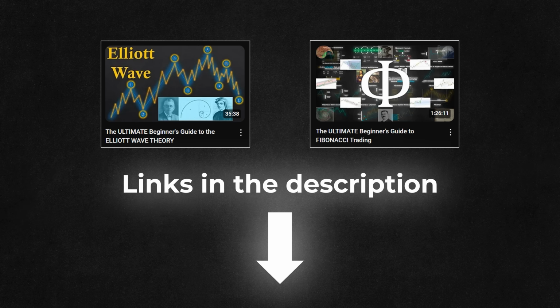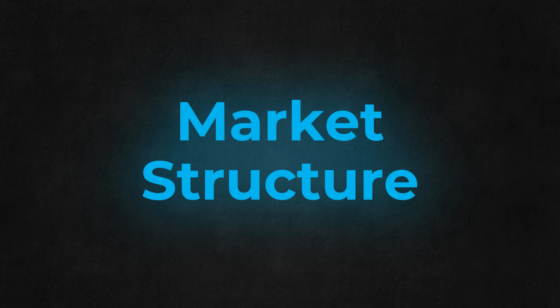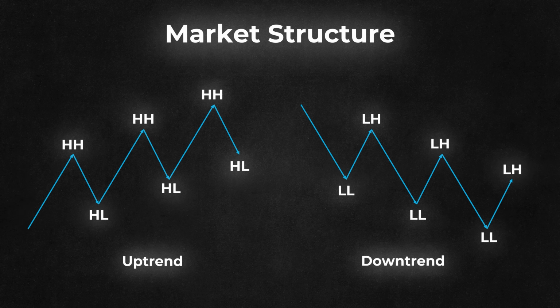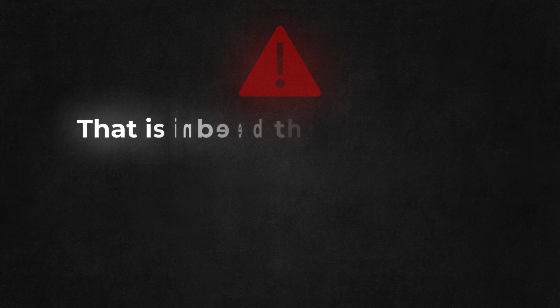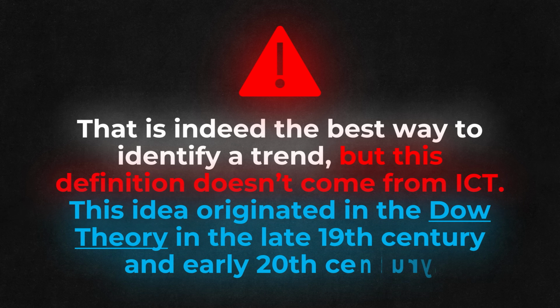Let's now talk about market structure under the ICT method. The way ICT traders define an uptrend is by observing higher highs and higher lows, and the way they define a downtrend is by observing lower highs and lower lows. That is indeed the best way to identify a trend, but this definition doesn't come from ICT. This idea originated in the Dow theory in the late 19th century and early 20th century.